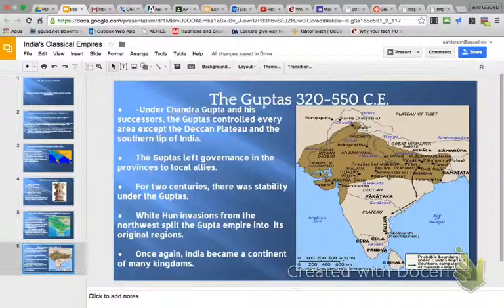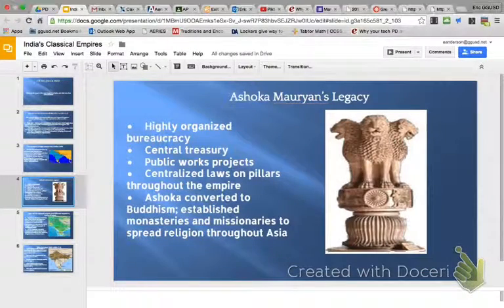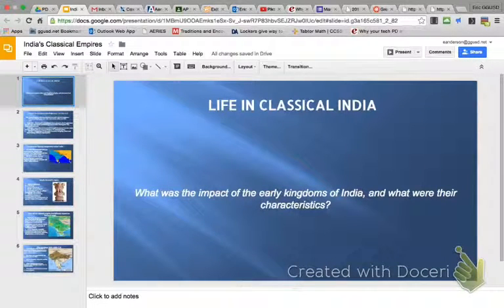You can come all the way back to the first slide. One moment. Is this one, what was the impact of early kingdoms on India and what were their characteristics? I think you can answer that, and I'm trying to keep this under 5 minutes. Good luck. Have fun. You'll have an exit quiz, and talk to you soon.